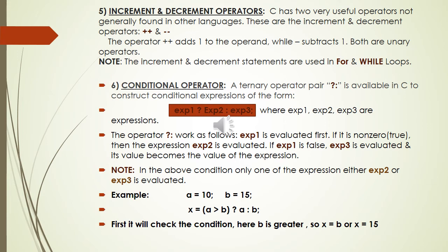For example, a = 10, b = 15. x = (a > b) ? a : b. So here the value of a is 10. Is 10 greater than b's value of 15? No, it's less than 15. So b is the answer. Here b is greater, so it will be considered as b.